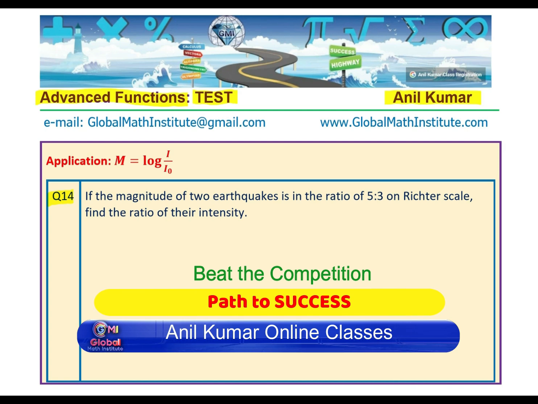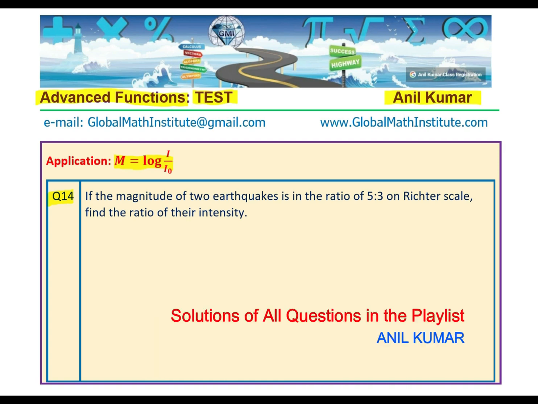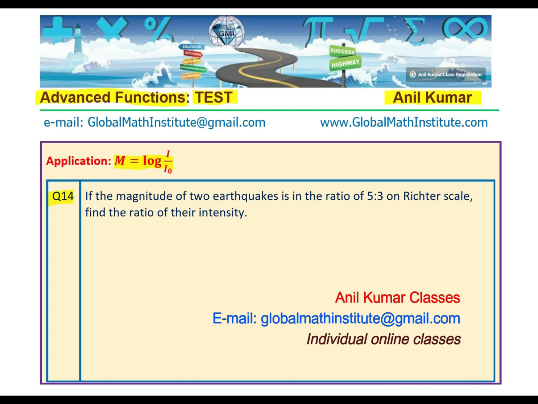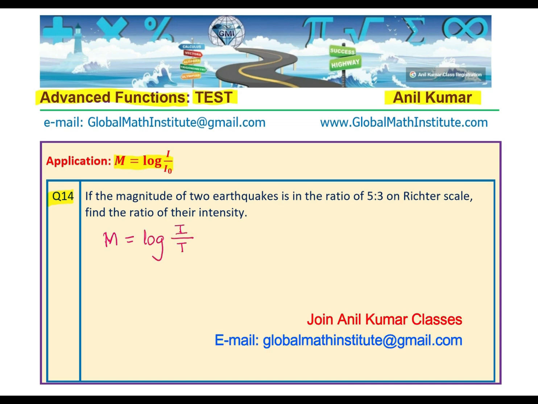So, for your ready reference, the formula which is used for relating intensity with the magnitude of an earthquake is M equals log of I over I0. So let's begin with the formula itself, which is the magnitude is equal to log of I over I0.